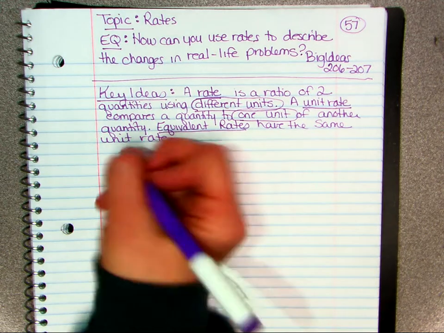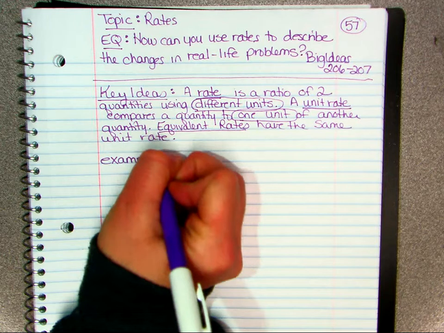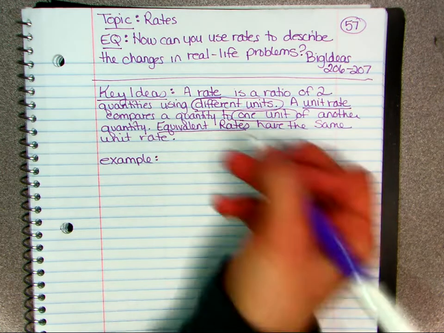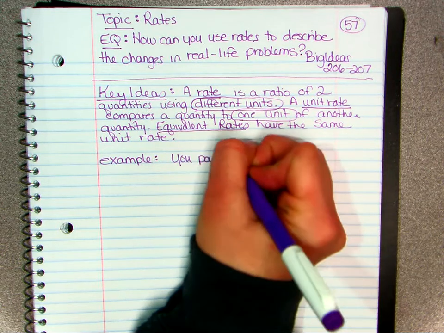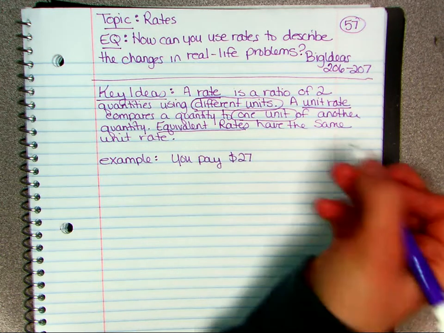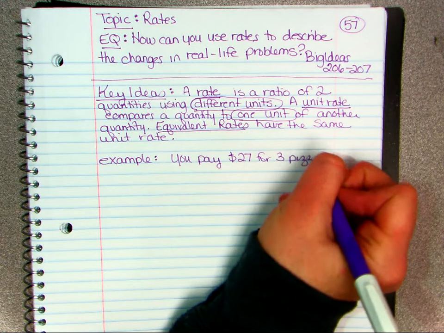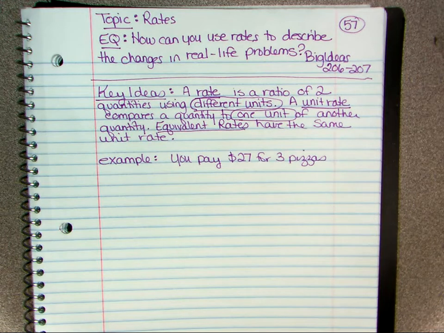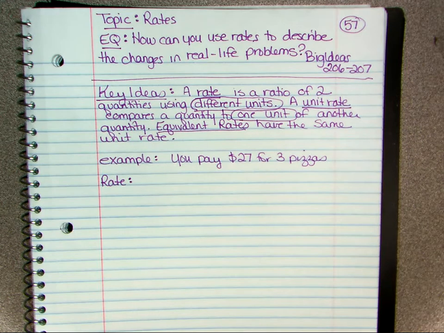So let's do an example. An example is that you pay $27 for 3 pizzas. We're wondering what the cost would be for 1 pizza. So to do that, you're going to first write the rate. To write the rate, you want to keep one unit over the other unit.